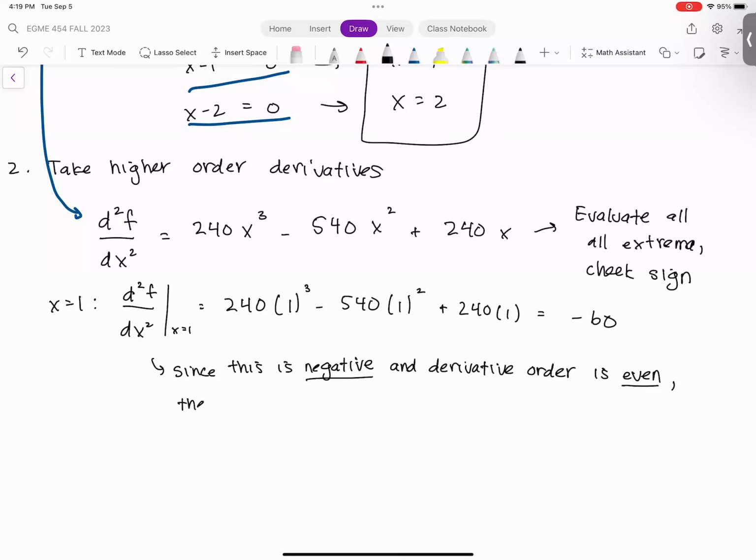Professor, what do you mean by derivative order is even? Like the second order derivative? Exactly. Right. Since we're on the second order derivative, that's an even order. And we'll have one later where we need to take a third derivative. A third derivative would be an odd derivative order. Okay.